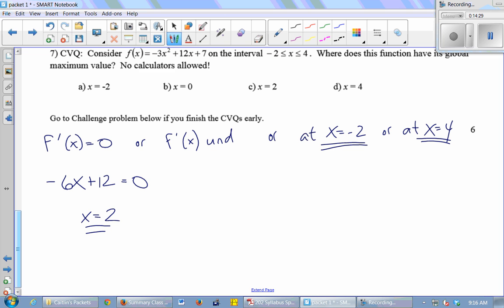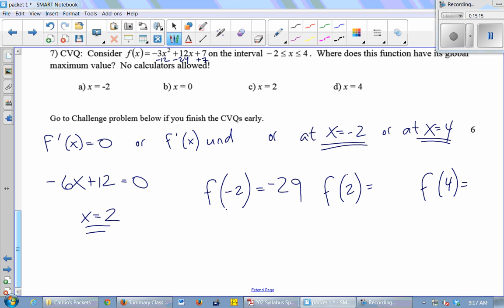Yeah, plug those values into the function f, and the one that gives you the biggest value is the global maximum. So I have to take f of negative 2, f of 2, and f of 4. Okay, so let's see. Negative 2 squared is positive 4, and positive 4 times negative 3 is negative 12. 12 times negative 2 is negative 24, plus 7. So it's negative 36 plus 7, which is negative 29.